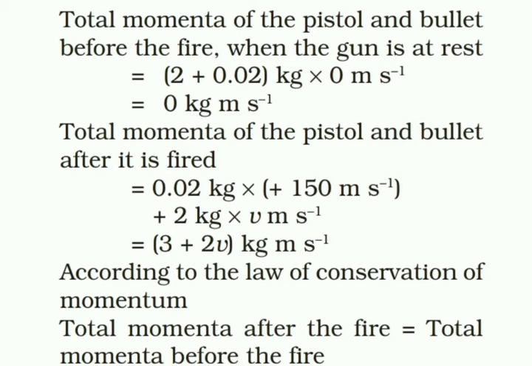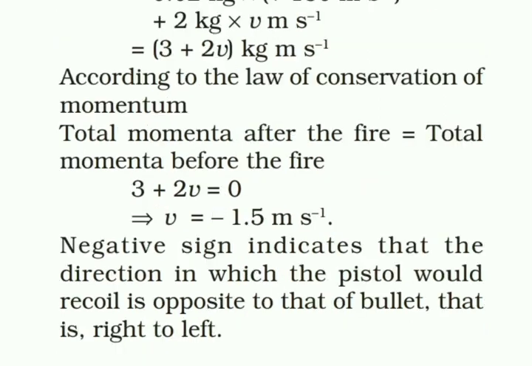Total momentum after the firing is equal to m1 v1 plus m2 v2. Here m1 is equal to 0.02 kg and v1 equal to 150 meter per second and m2 equal to 2 kg. v is the recoil velocity. By substituting the values in the equation, we get total momentum of the bullet and pistol after firing equal to 3 plus 2v kg meter per second.